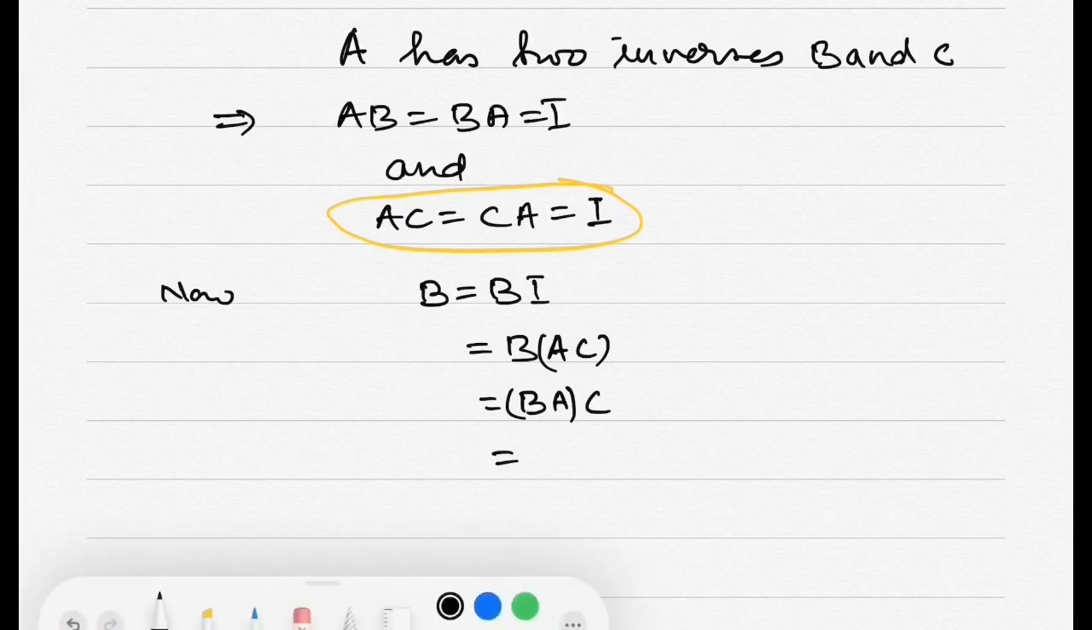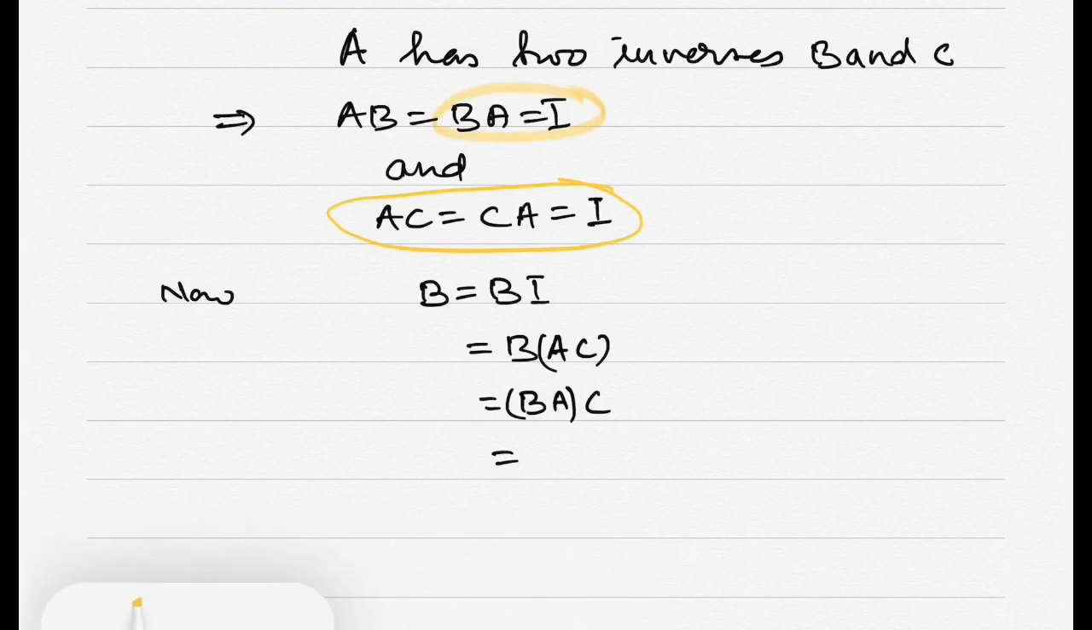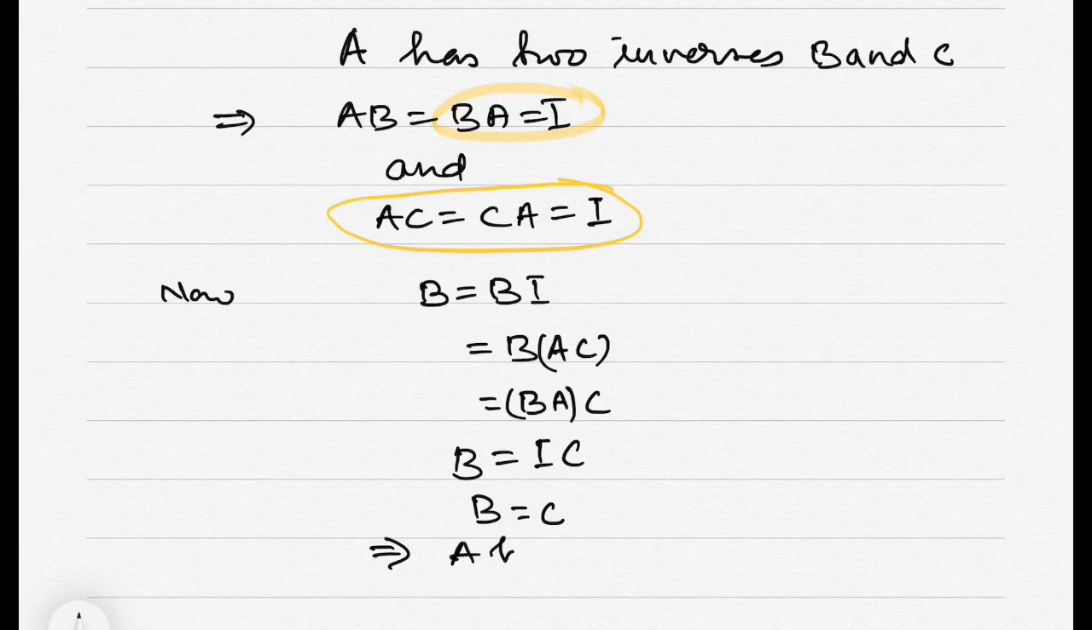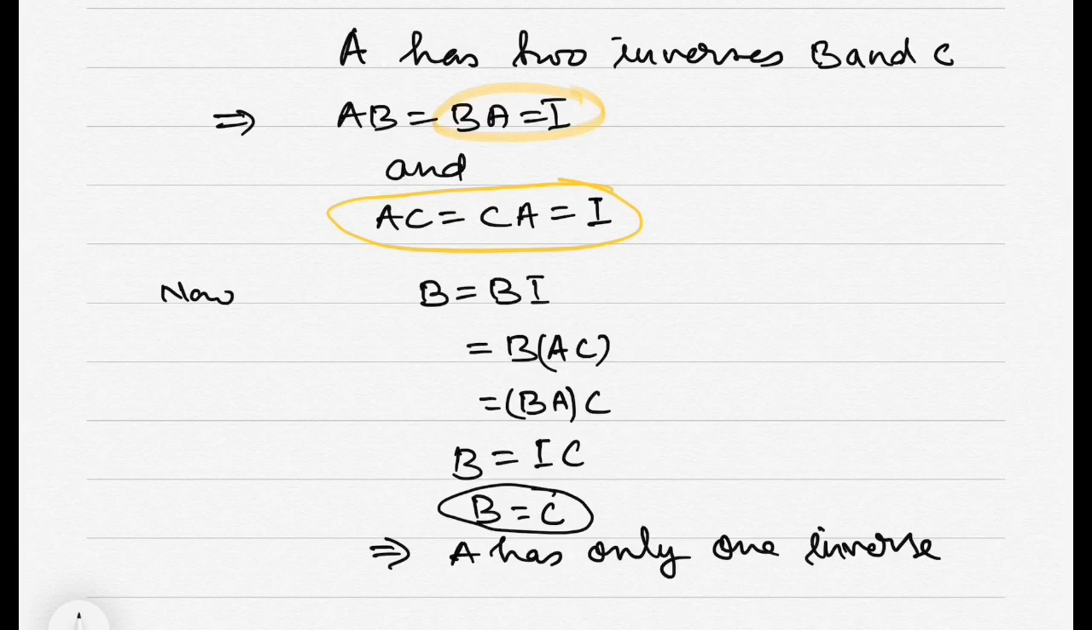Now, since BA is also I, on the right side we will get I into C, so B equals I C. I is the identity matrix. If you multiply any matrix by the identity matrix, the matrix will not change, so B equals C. This implies A has only one inverse. B and C are not two different matrices, they are the same matrix.